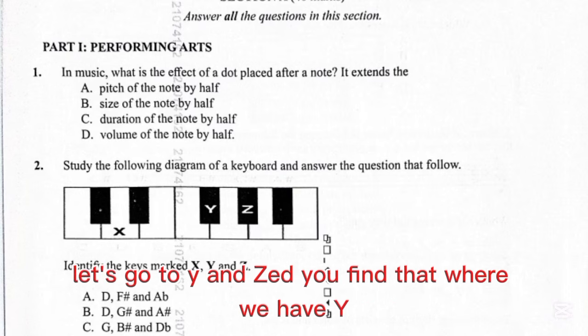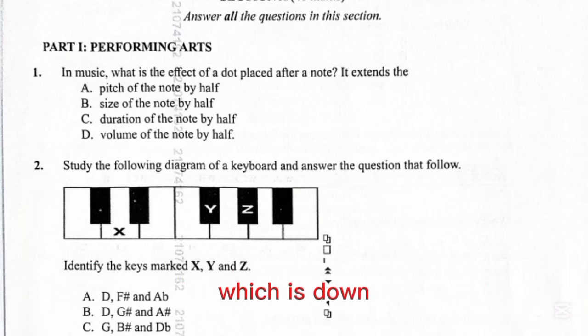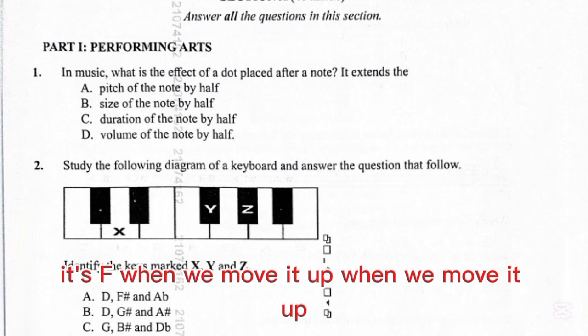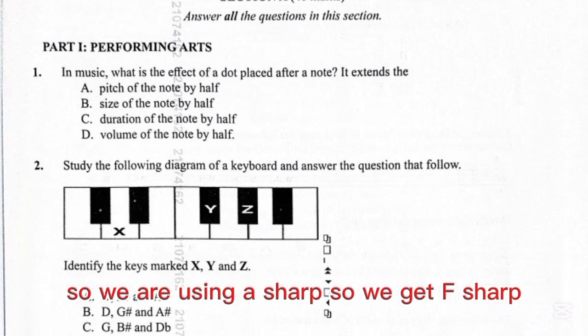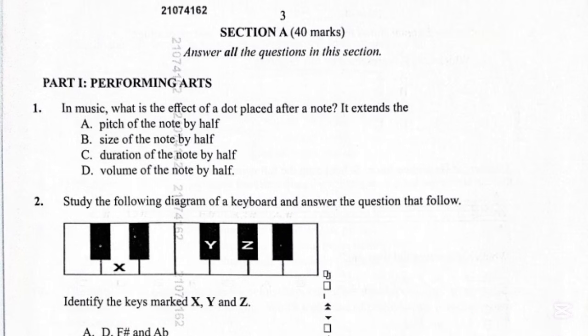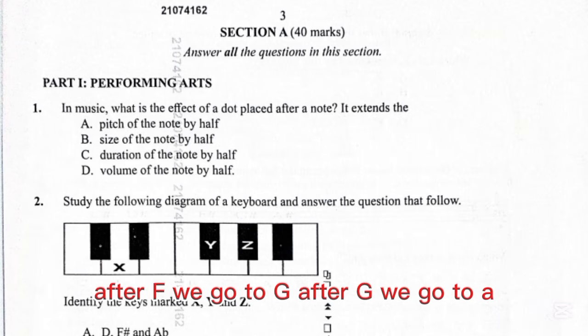Let's go to Y and Z. Where we have Y, the white key is F, which is down. When we move it up, we are raising the pitch, so we are using a sharp. So we get F sharp. Are we together up to there? When we go to after F, we go to G.